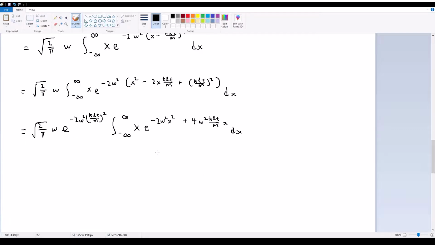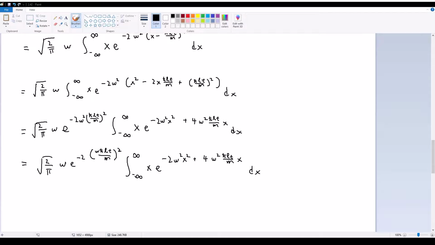Yeah, and then let's rewrite this side. Square root of 2 over pi times omega e to the negative 2 omega h bar lt over m squared. And then this same integral, negative infinity to infinity, x e to the negative 2 omega squared x squared plus 4 omega squared h bar lt over m multiplied by x dx. And I will be right back as soon as I look up the complete the square solution.